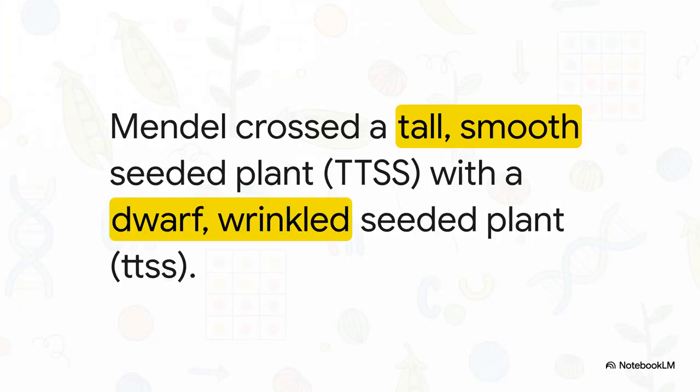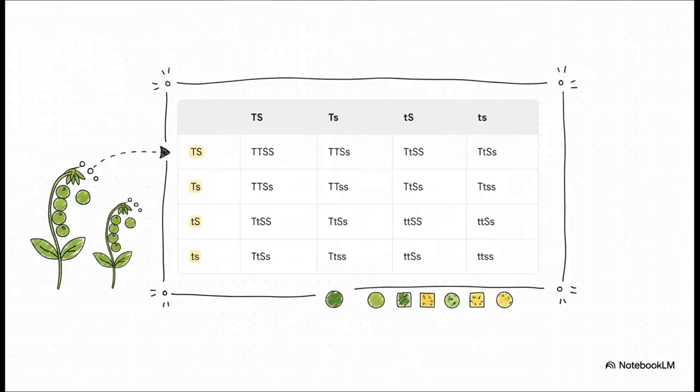For this one, he started with a plant that was purebred for two dominant traits, tall and smooth seeds, and crossed it with a plant that was purebred for two recessive traits, dwarf and wrinkled seeds. And just like before, that first generation of offspring only showed the dominant traits. They were all tall and had smooth seeds. Then he did the same thing again. He let this new generation self-pollinate.